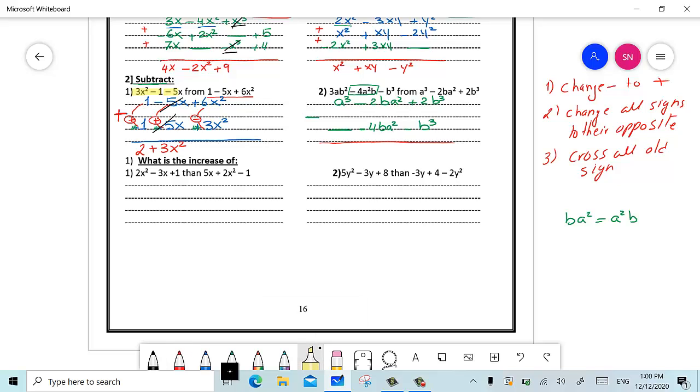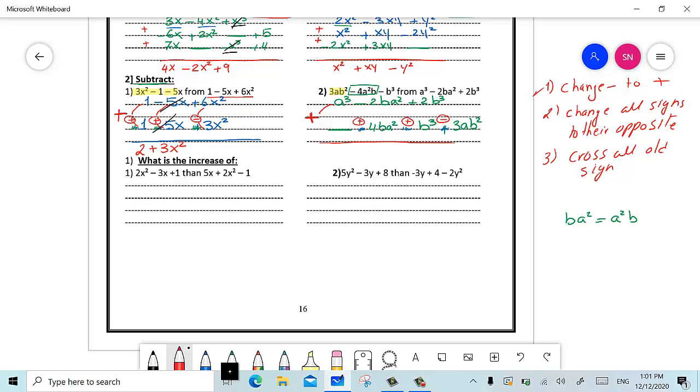But don't forget that I have here a term which is 3ab squared, which has no like term in the second expression. So I'm going to write it with its sign, positive 3ab squared. Change the subtraction to addition. So here I'm going to change the subtraction to addition. And then change all the old signs to their opposite. So instead of the negative here I will have positive, instead of the negative here I will have positive, and instead of the positive here I will have negative. And in order not to get confused, don't forget to cancel all the old signs. And now it's easy to go and do it.